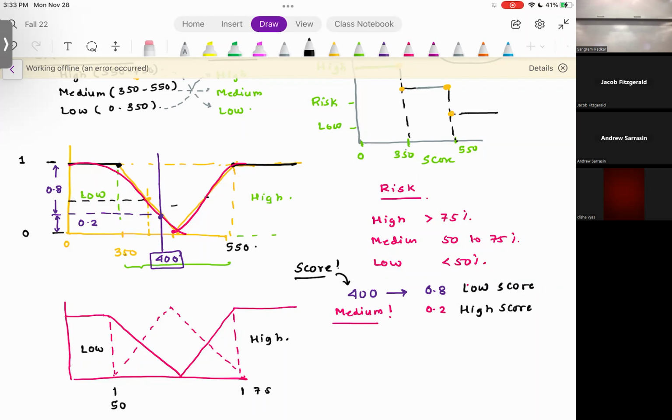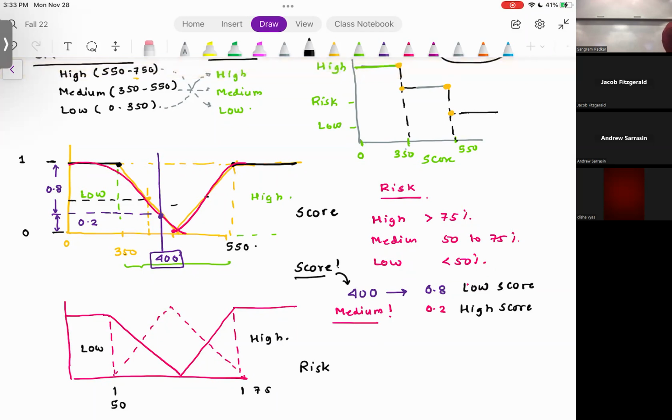Now I want to translate this score. Here we have score, here we have risk. Now I want to encode this score into risk. So 0.8 low score. Again, this is just the logic that you define. You can have some combination, algebraic equation, perhaps a neural network that would take these two numbers and give you some fuzzified output. If someone has a low score, then I'm going to say high risk. If someone has a high score, that person has low risk.